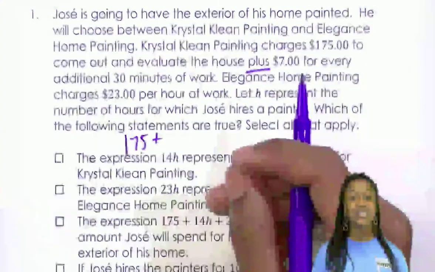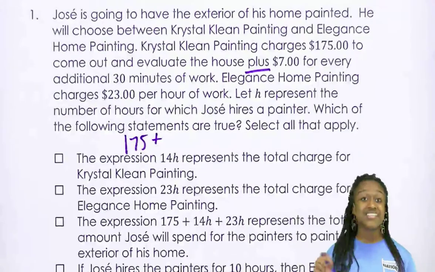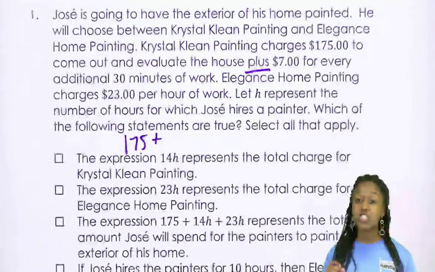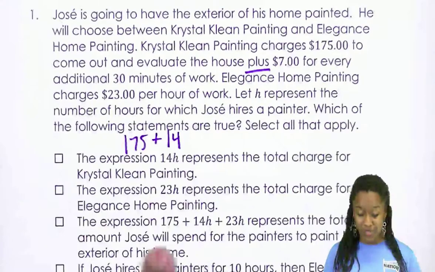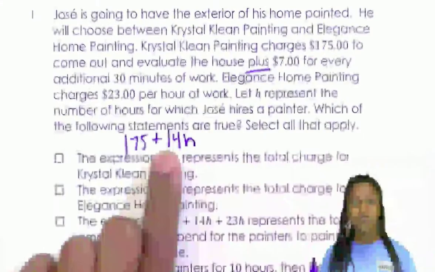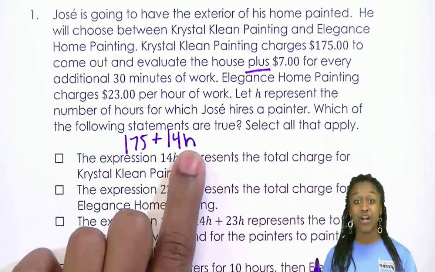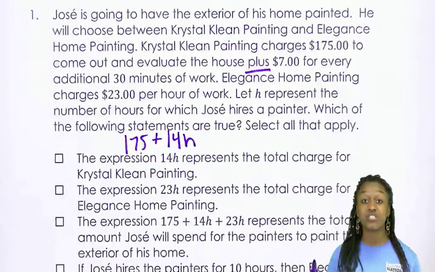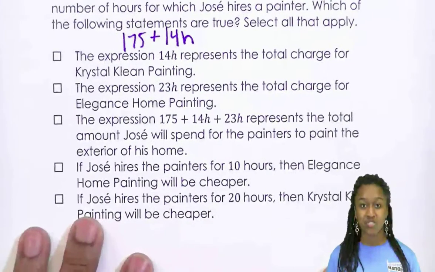So 30 minutes is half an hour. And we know that H represents an entire hour. So we need to multiply 7 by 2, which will give us 14, to determine the pay per hour. So we would pay them $14 per hour. So this is our expression for Crystal Clean Painting. That first statement does not match that, so we can't select that one as a true statement.